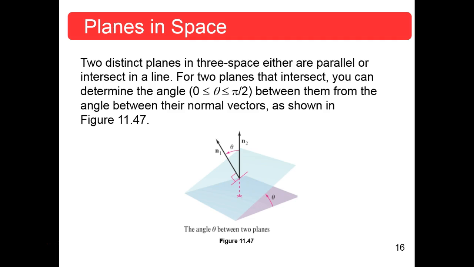Two distinct planes in 3-space either are parallel or they intersect in a line. Two distinct planes either have to be parallel, never intersecting, or they're going to intersect, but if they intersect, it's going to be a line. Okay? For two planes that intersect, you can determine the angle, and it's always an acute angle between 0 and pi halves between them.